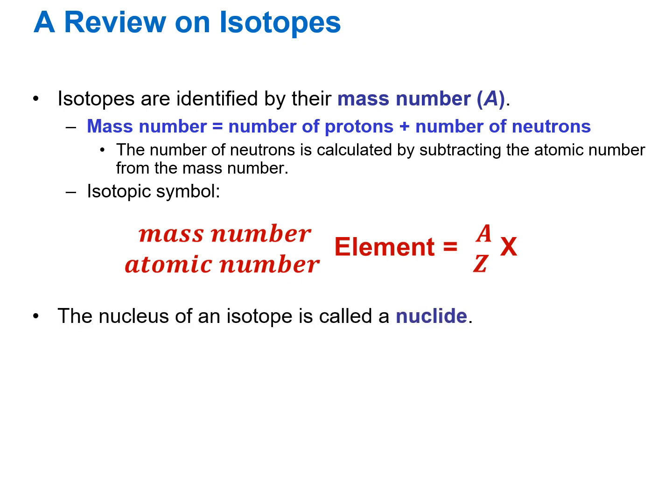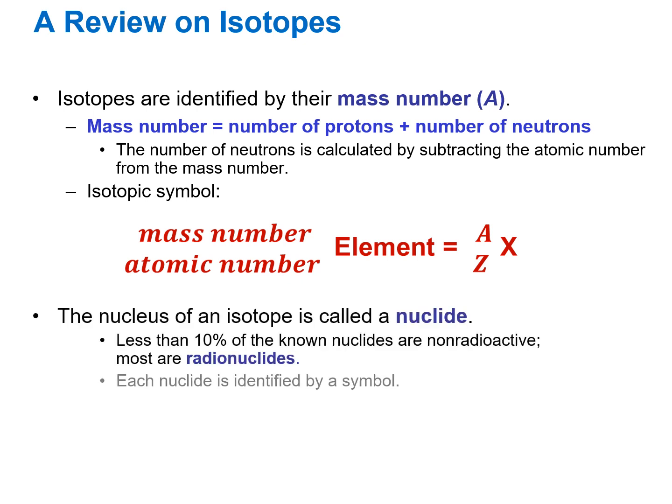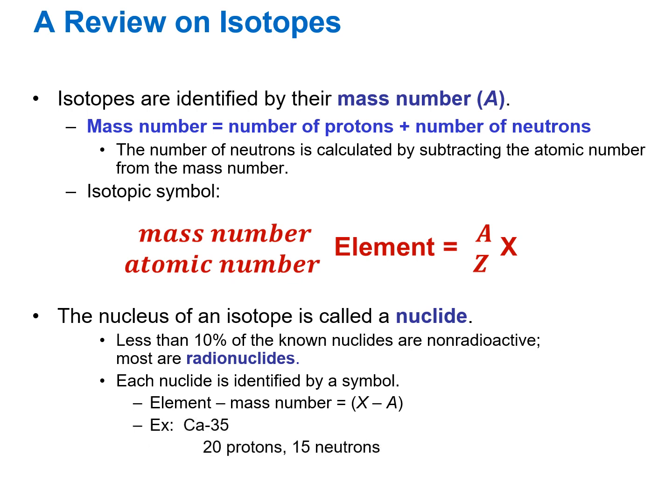Now, the nucleus of an isotope is going to be called a nuclide. We saw this language earlier when we talked about particles undergoing radioactivity. We had the parent nuclide and the daughter nuclide. So these are dynamic nuclei that are doing things. And less than 10% of the known nuclides are non-radioactive, which means that most of them are. And we would call them radionuclides, just to let the world know that we understand we're dealing with something that can cast off some energy or some particles.